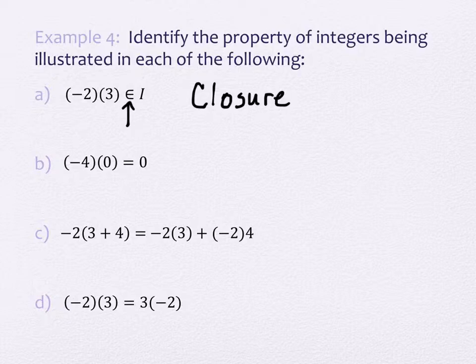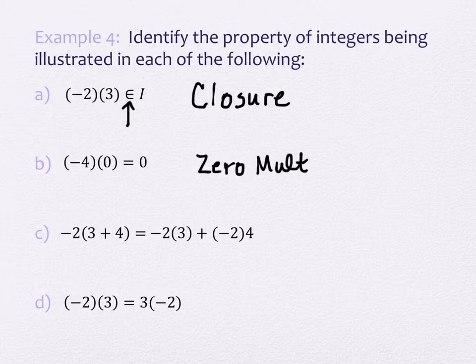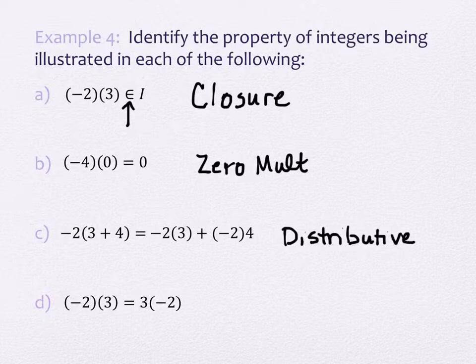So what's the second property? The zero multiplication property. How about the third one? That's distributive. And the fourth one? Commutative. Good. Easy peasy, right? Good job, guys.